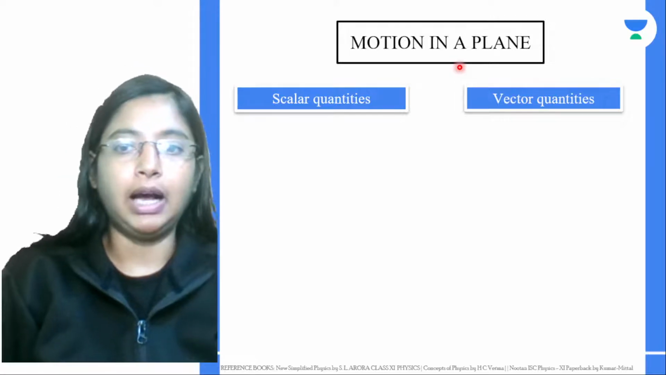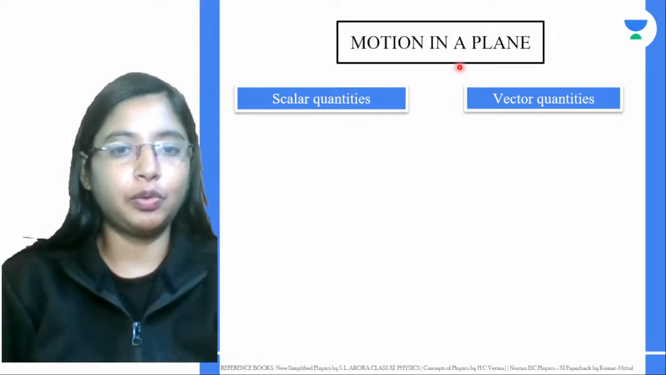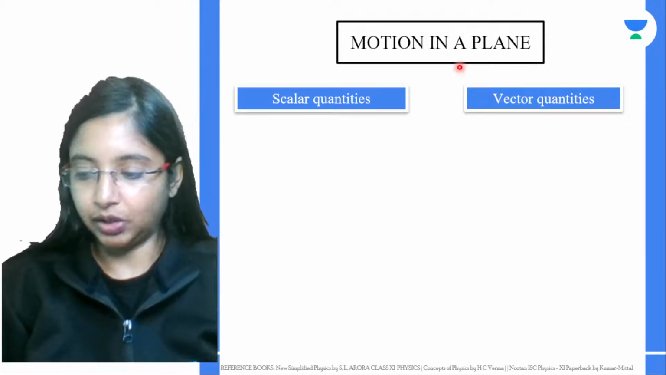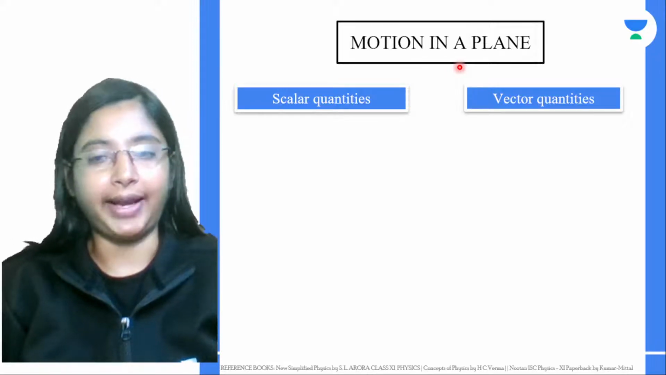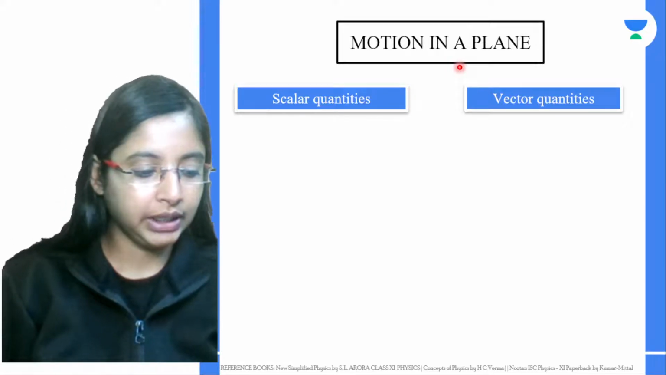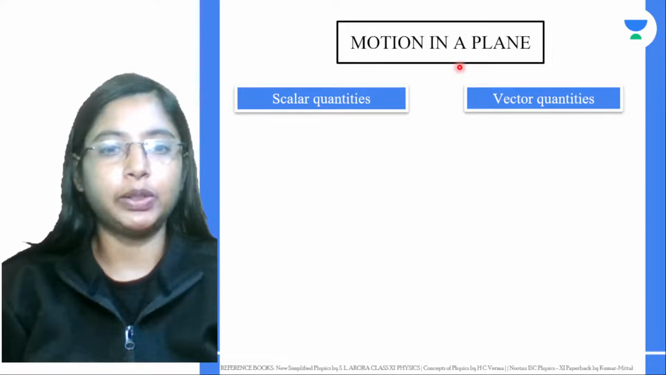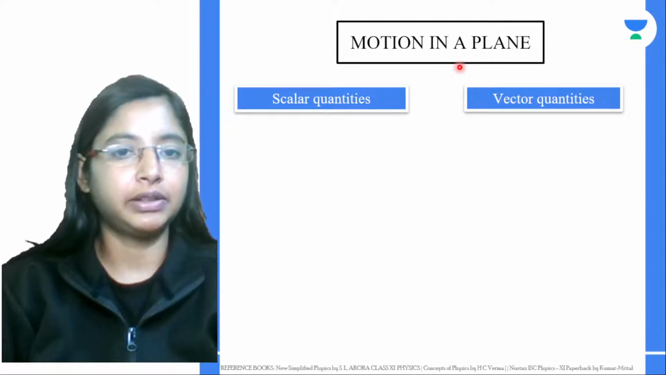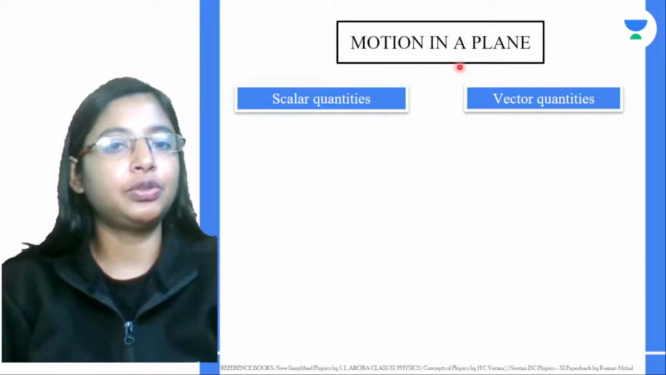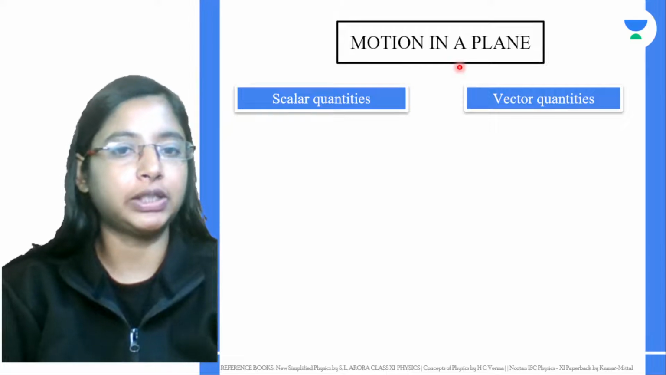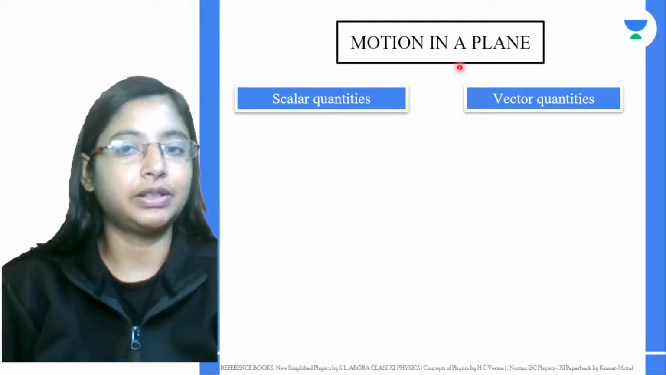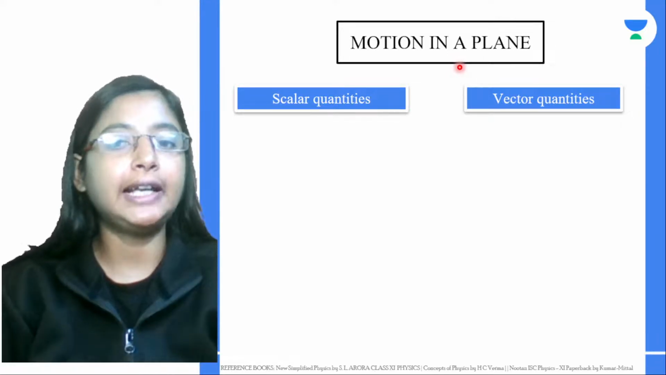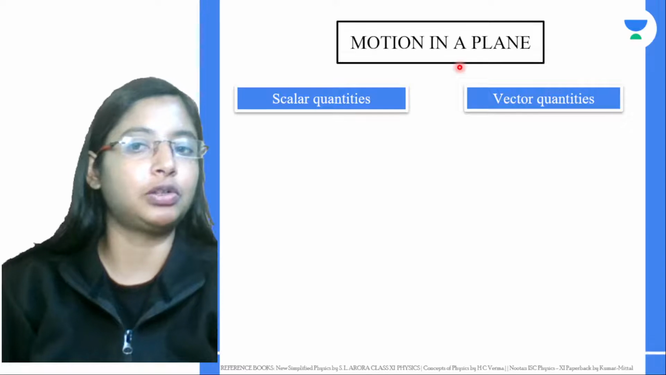Now if an object has both magnitude and direction, then we say that is a vector quantity. So when you're talking about a vector quantity, the direction aspect comes into place. In case you're talking about distance, the distance covered from point A to point B, that is a scalar quantity. But when you're talking about displacement, you're talking about what was the initial position and what was the final position. At that time, the direction component, along with the magnitude, also comes into picture.